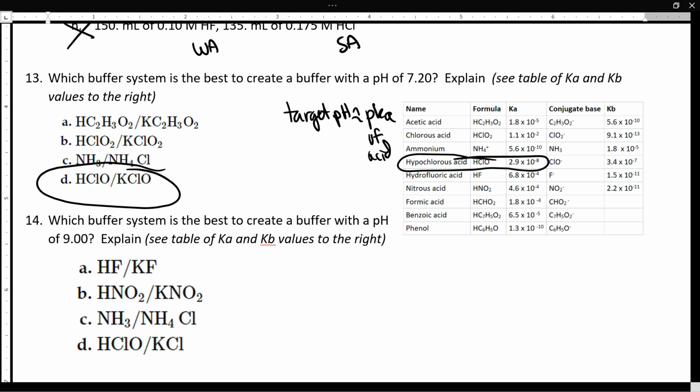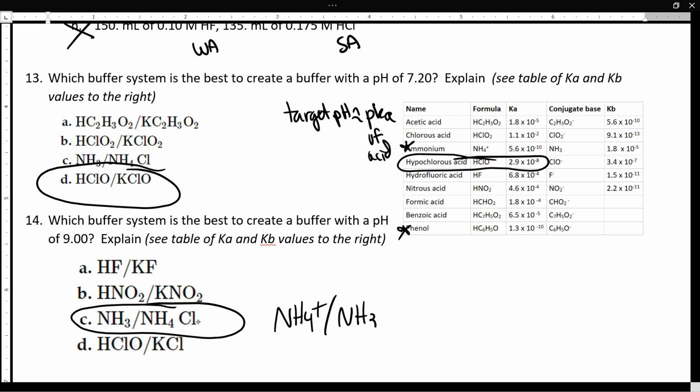All right, what if I want a pH of 9? So I want to choose an acid that has a pKa close to 9. So ammonium would work or phenol would work. Let's see, what are my options here? Ammonium is one of my options right here, so that's going to be my best choice. So NH4 plus is my weak acid, NH3 is my conjugate base. The pKa is close to 9, so it's going to make a good buffer.